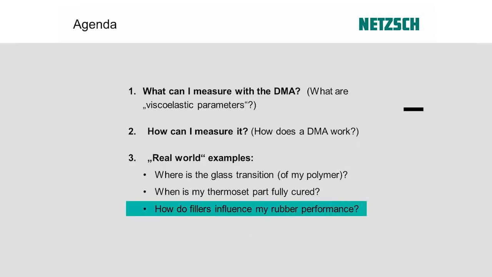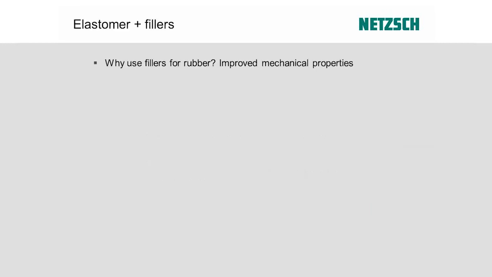The last example is about how fillers influence the performance, in this case a rubber sample. Why would you use fillers for a rubber?